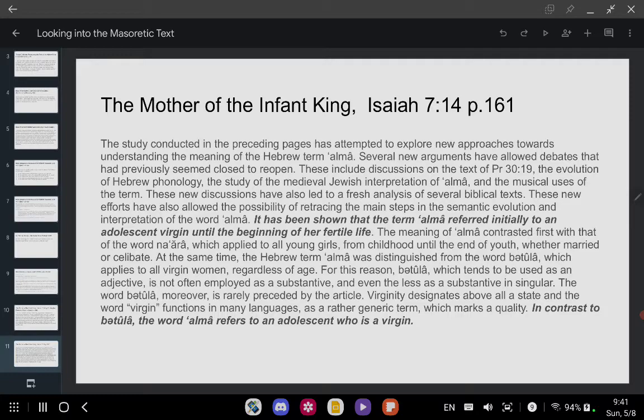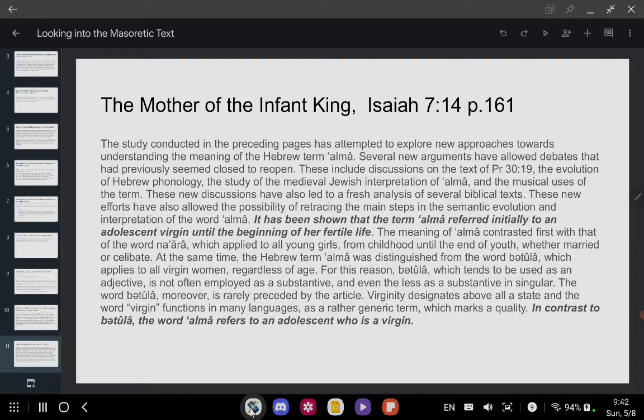So here is a big quote from his conclusion. And I've highlighted and bolded his big points here that I wanted to make. But it's interesting that he explains the etymology. He uses many different languages, and his conclusion is that it's been shown that the term Alma referred initially to an adolescent virgin until the beginning of her fertile life. And at the end, he says, in contrast to Betula, the word Alma refers to an adolescent who is a virgin. And if you want to read all of this, in an attempt to be quicker here, just pause the video. I'm going to continue on.